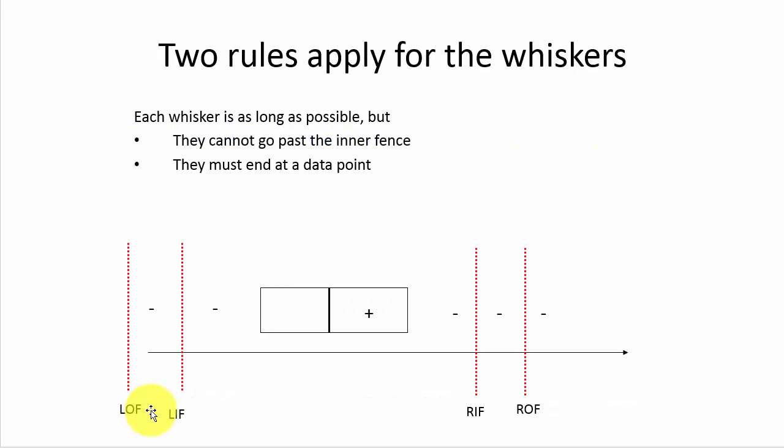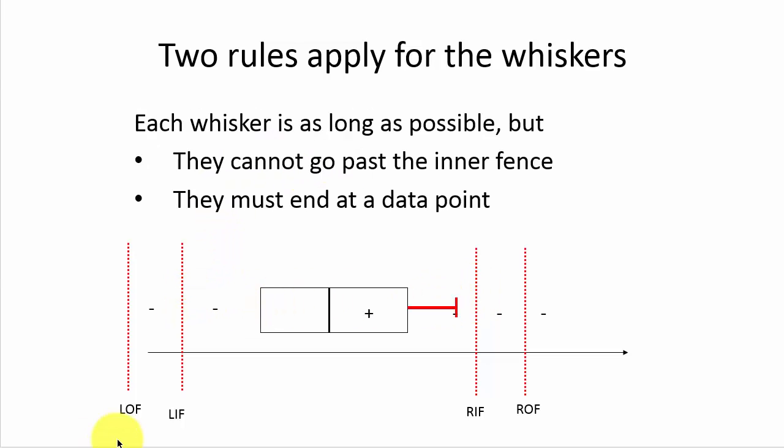Now, how do you draw the whiskers? Before you draw the whiskers, you have to know the fences, and these are called the left inner fence, LIF, the left outer fence, the right inner fence, and the right outer fence. And for the whiskers, you have to follow 2 rules. They cannot pass the inner fences, so the whiskers have to lie within the inner fences, and they must end at a data point. So here you go. We have a data point, we draw a line, and then make a T out of it for the whisker, and the other whisker would be on the minimum side.